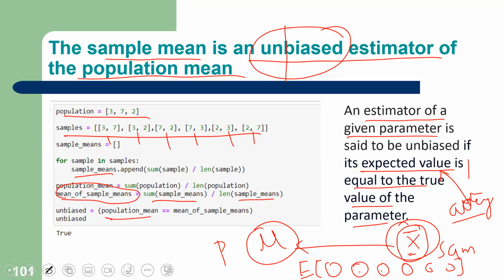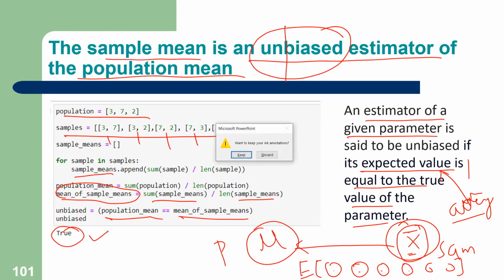Here we are doing it. The population mean is equal to the mean of the sample means, and we are getting it as True. It means the population mean is equal to the mean of the sample means. That is the reason we can call the sample mean an unbiased estimator of the population mean. Hope you understood this. This is about the samples and mainly the mean and descriptive statistics.